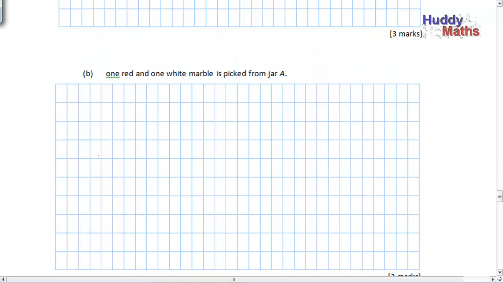1 red and 1 white marble is picked from jar A. So that's a probability of jar A, red and white, or jar A, white and red. Okay, maybe we could put ands in there to do a full analysis. Okay, an analytical approach. It guides what you're going to put down for the answer. So it's 3/5 by a red is 3/7, by a white is 4/6.